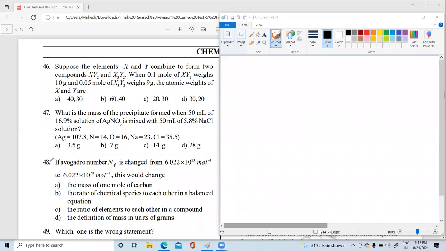Yeah, students. Next, question number 48. In question number 48, if the Avogadro number NA is changed from 6.022 into 10 to the power of 23 mole inverse to 6.022 into 10 to the power of 20 mole inverse, what will be changed? As we know very well, 1 mole equals exactly 12 grams of carbon C12 isotope, right? Then 1 mole equals 1 Avogadro number. See, if the Avogadro number changes, automatically the mass of carbon also will change. So the answer is that the mass of 1 mole will change. So option A is the correct one.